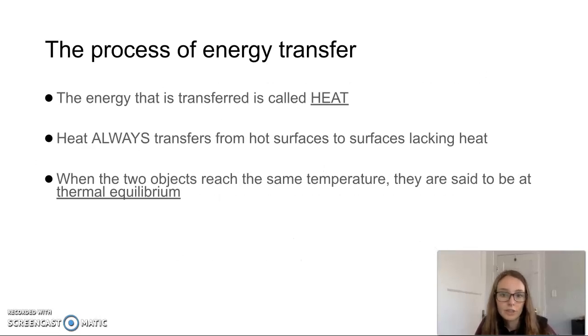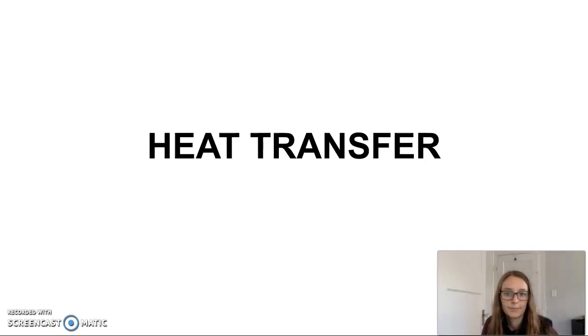And then we talked about heat. Heat is the energy that is transferred. It is called heat. Heat always transfers from hot surfaces to surfaces lacking heat. And then once they're at that same temperature, they're said to be at thermal equilibrium.